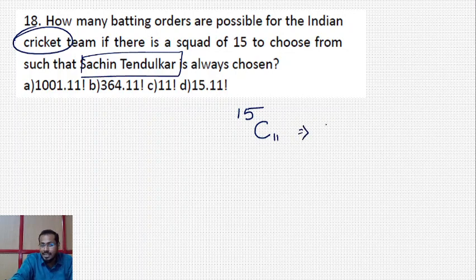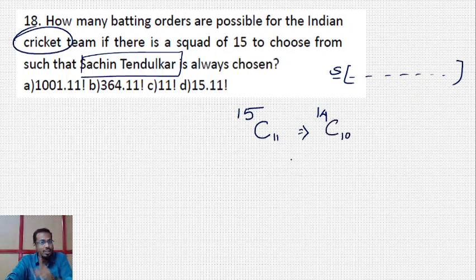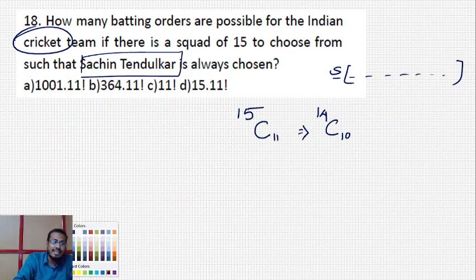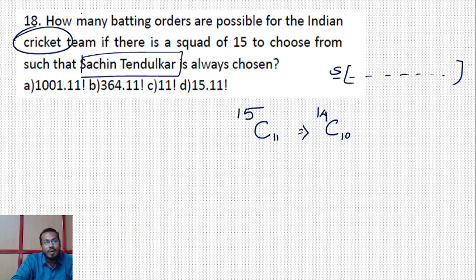So the competition is not for 15 players. The competition is only for 14 players. Out of the 15, Sachin was already selected. So the competition is only for 14. Out of 14, we choose 10. But this is not the final answer, because here there is a twist. They are also asking one more thing, that is how many batting orders are possible.